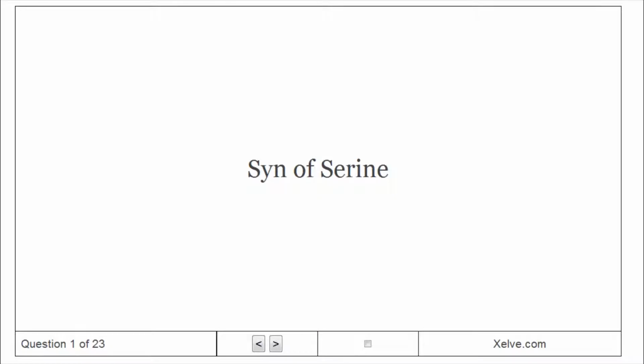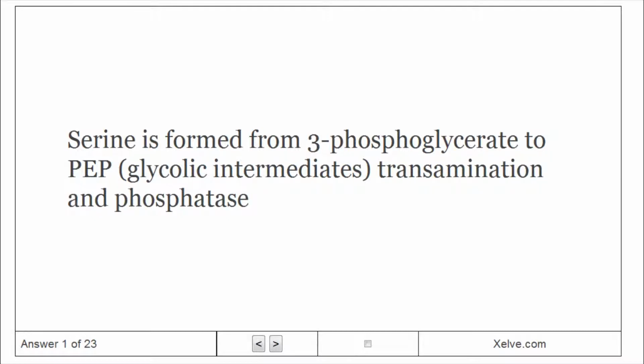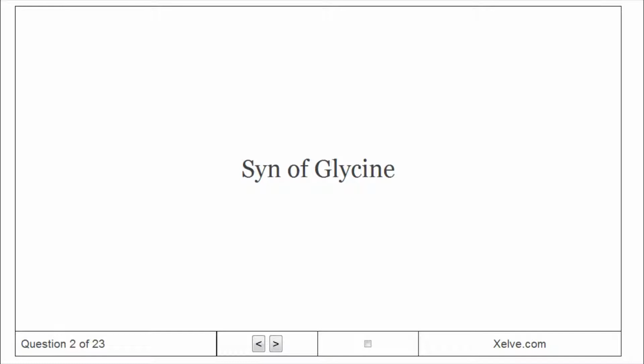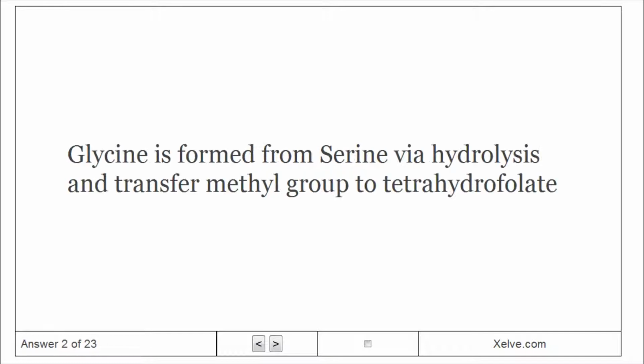Synthesis of serine. Serine is formed from 3-phosphoglycerate to PEP, transamination and phosphatase. Synthesis of glycine. Glycine is formed from serine via hydrolysis and transfer of a methyl group to tetrahydrofolate.